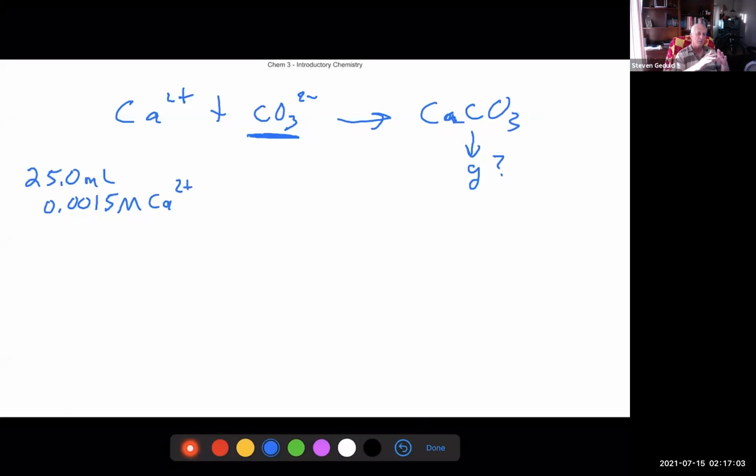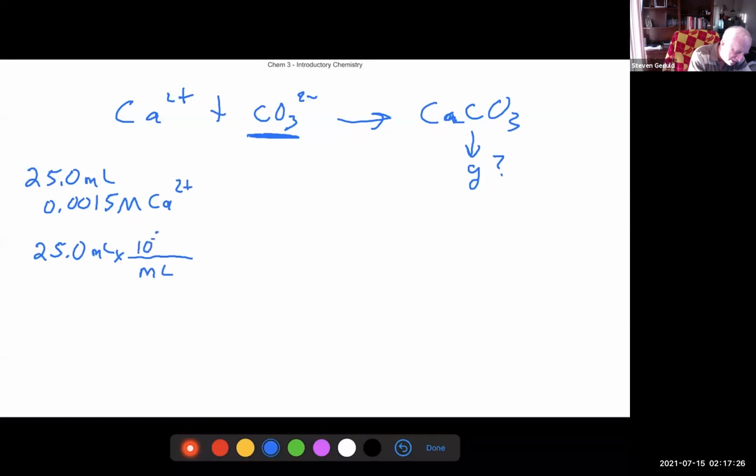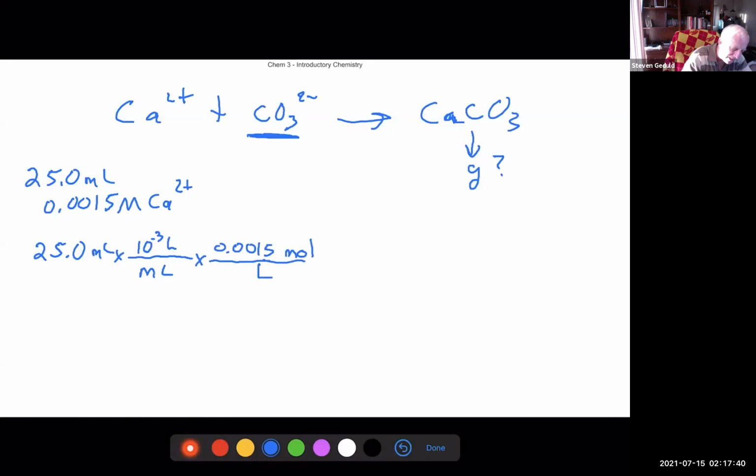So we have 25 milliliters of 0.0015 molar solution. So we start with 25 milliliters. And molarity is moles per liter, right? So we have to convert to liters. We can't use milliliters. So we convert milliliters to liters. Milli is 10 to the minus 3 liters. And then our molarity: we have 0.0015 moles of calcium ion per liter. That's what our molarity says, right? And that gives us moles.